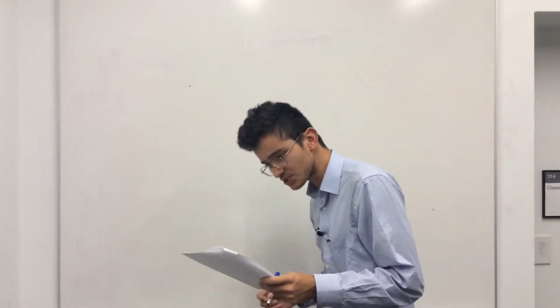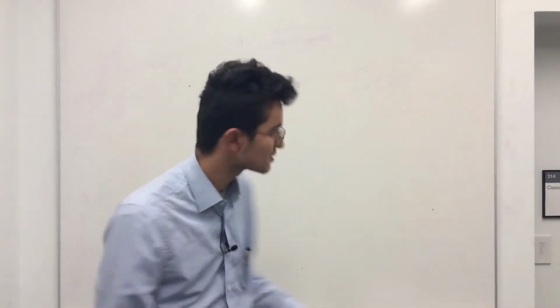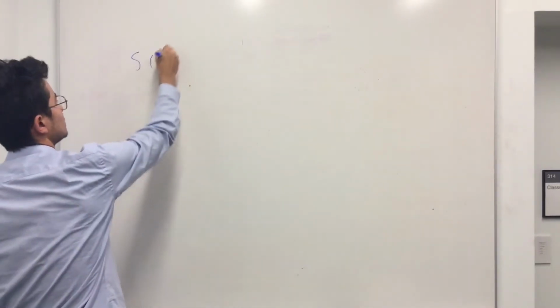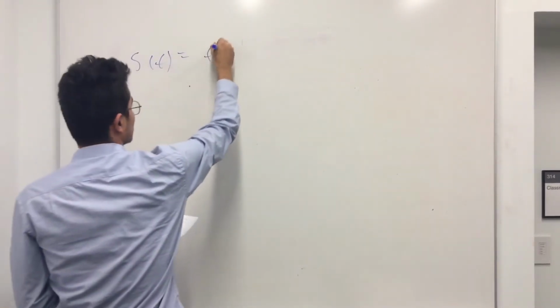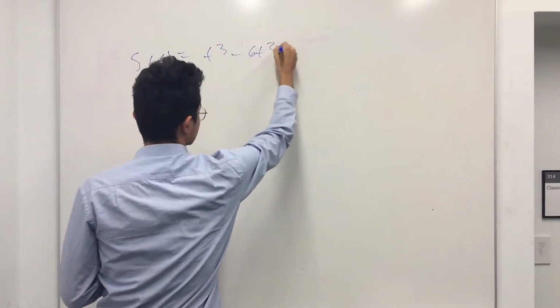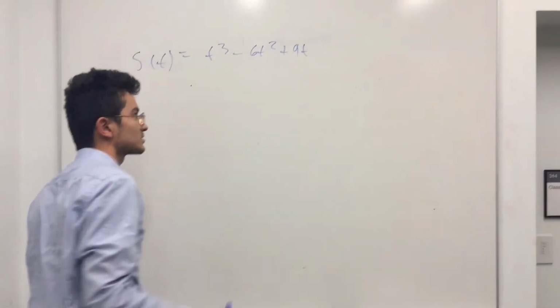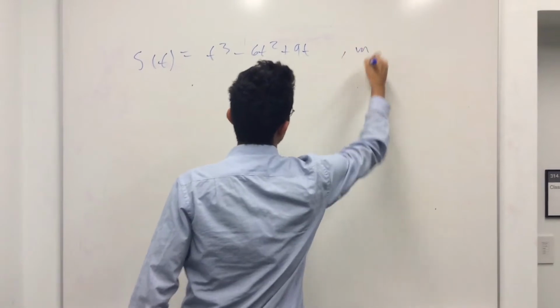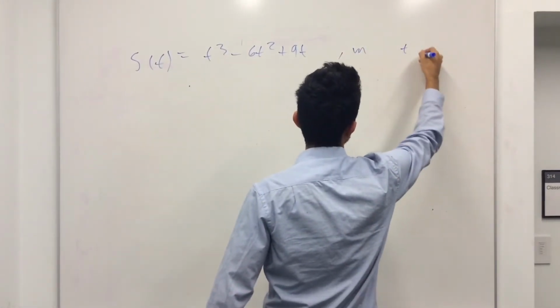Now for question 2, let a body move along the s-axis with its position given as s of t. So we have s of t equals t cubed minus 6t squared plus 9t, where s of t is measured in meters and t is time in seconds.